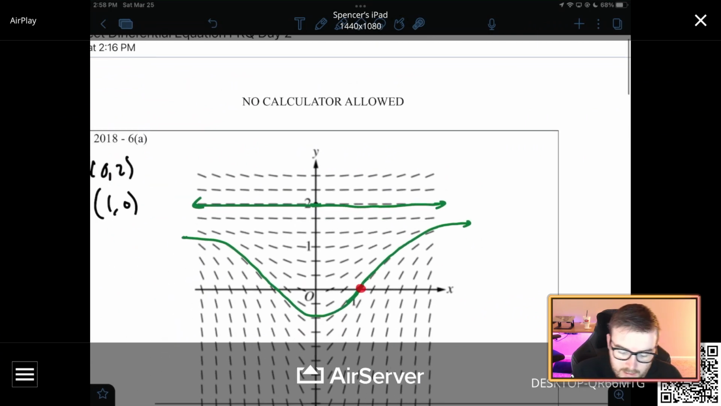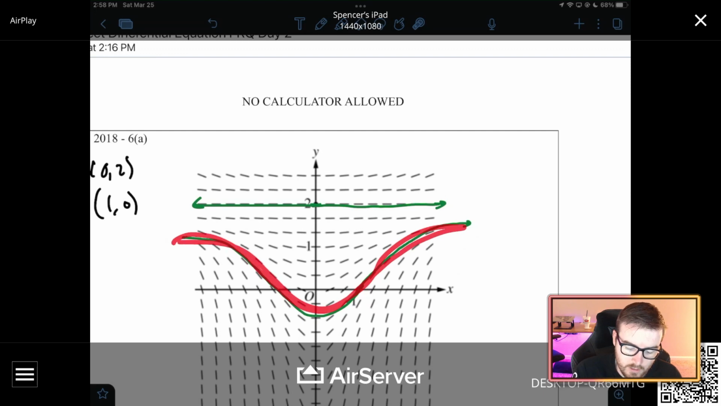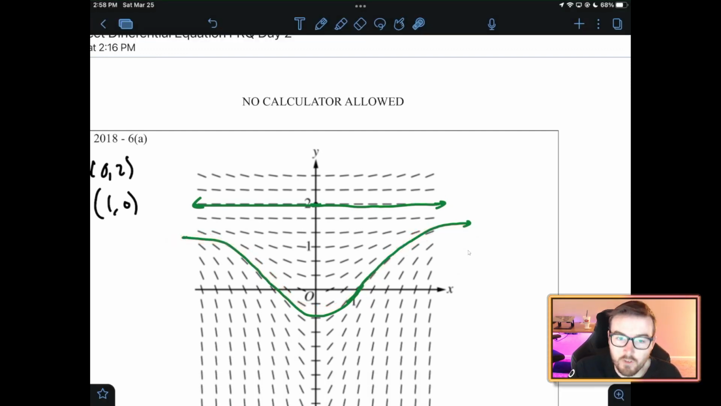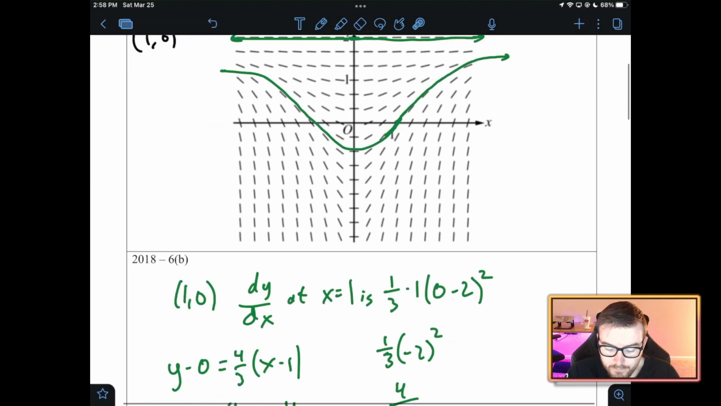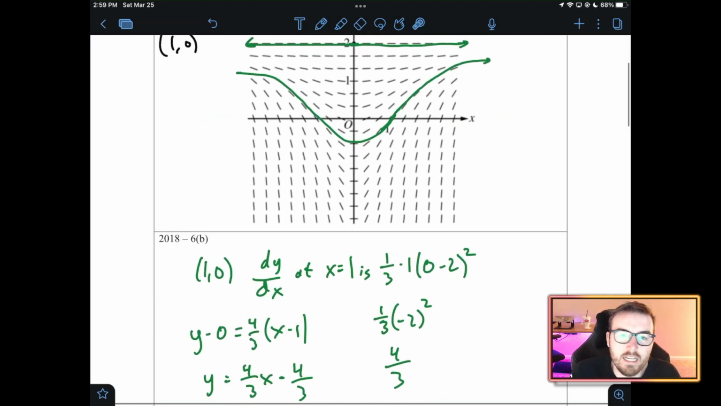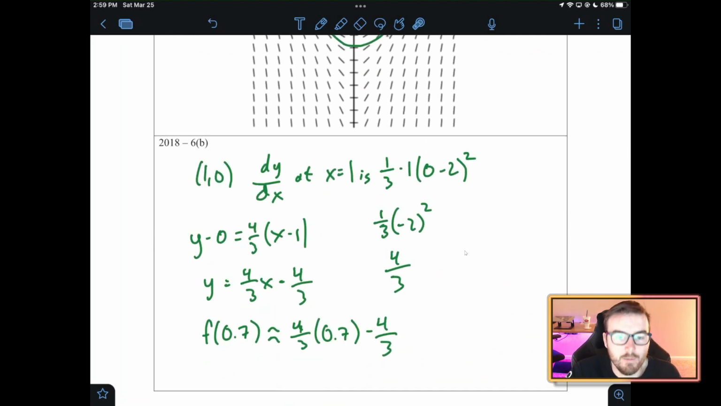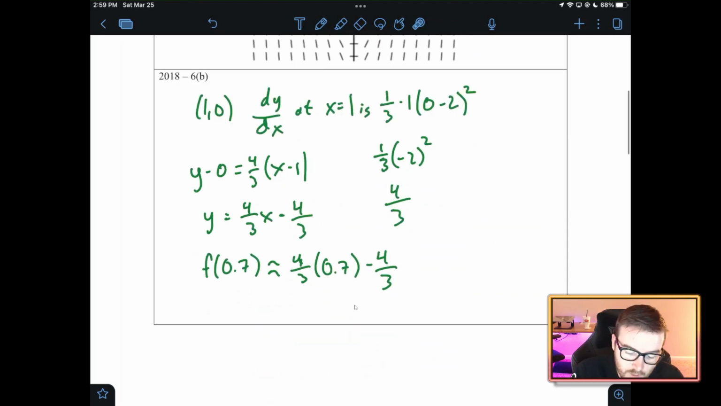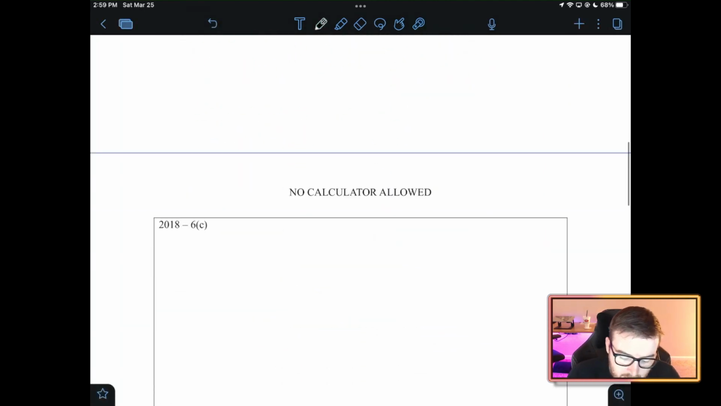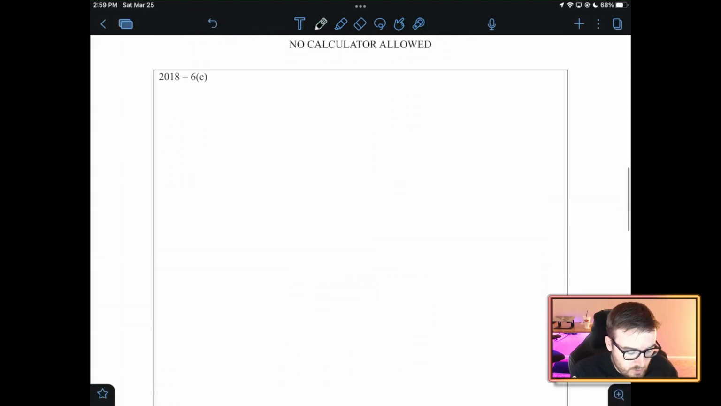You know what they're trying to ask us to do? They want us to come up with that equation, and we have all the information that we need. We need to integrate dy dx and use the initial condition of 1, 0.